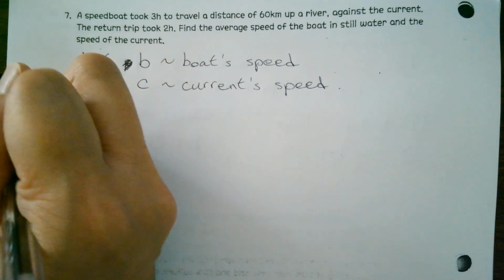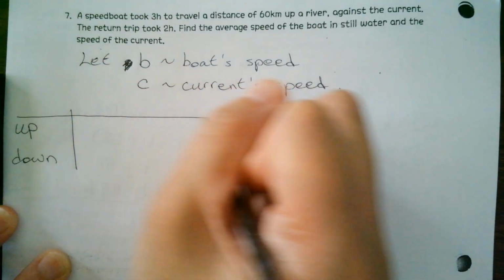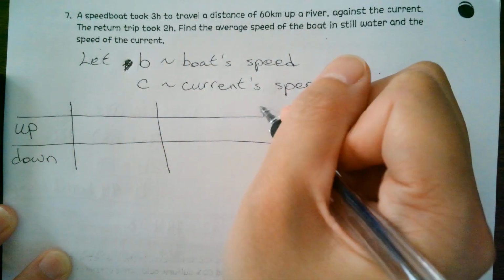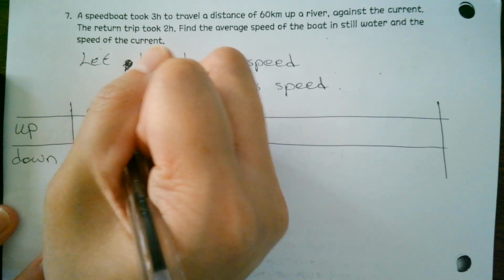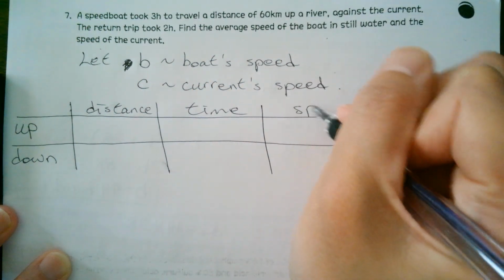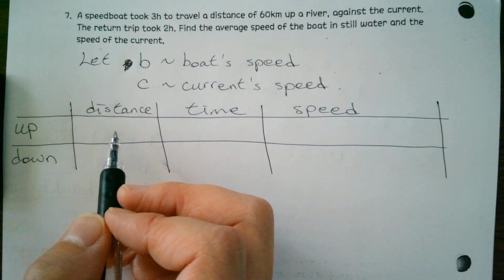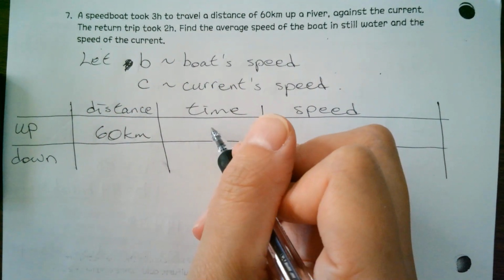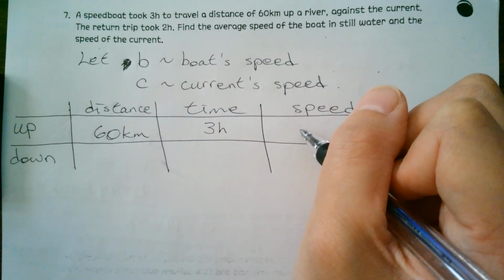These types of questions, what we said was it's probably easiest to do a table. You don't have to do a table if you don't want to. I just want to make life simple for you guys. Okay, so distance, time, and speed. Going upstream, what was the distance? 60 kilometers. The time that it took upstream? Good. And the speed?